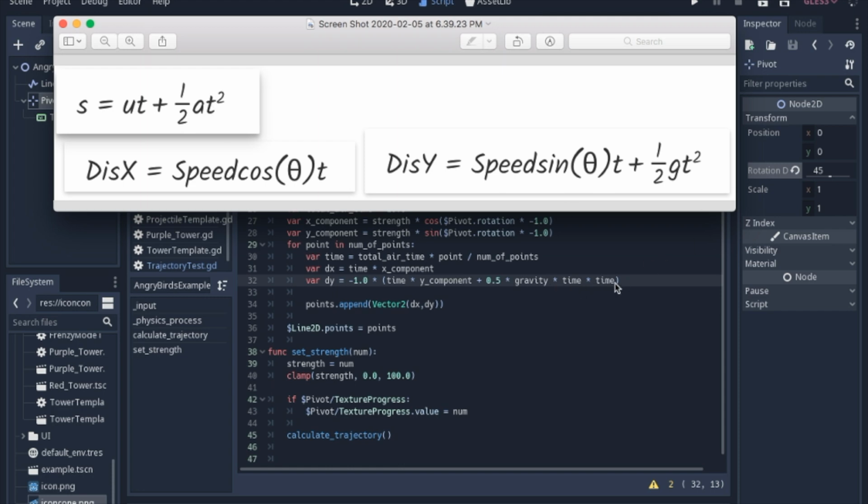Now I just did time times time since it's just a little bit cleaner than actually doing an exponent in Godot. And then this times -1 is because I am flipping the y to actually work with the computer grid as opposed to a normal math grid.